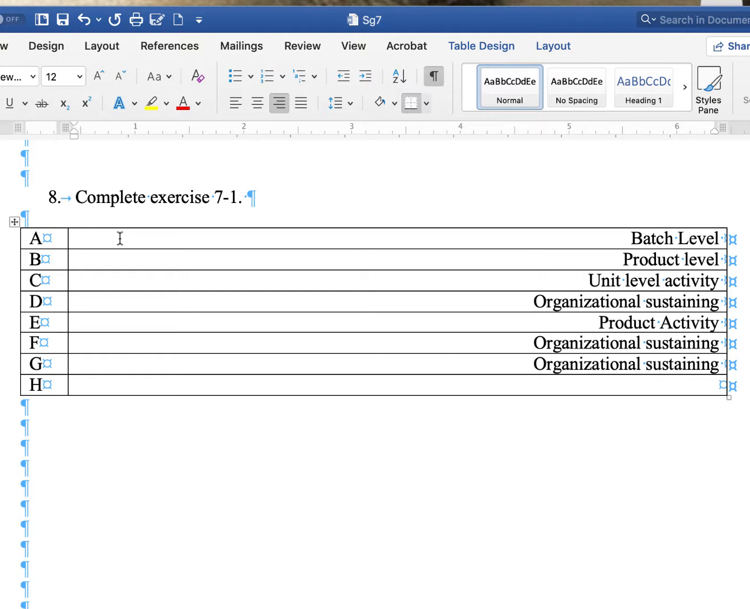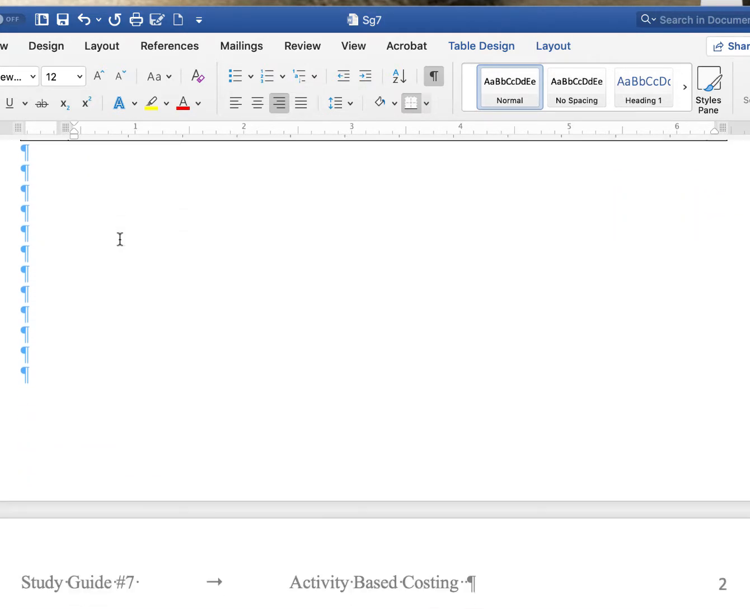Now the last one is issue purchase orders for a job. Okay, so let's think about that. We get an order that comes in: "Hey, I need 100 Shore Life batteries." Well, that's going to be a batch level transaction, or a batch level activity. Okay. So let's move on to the next one.